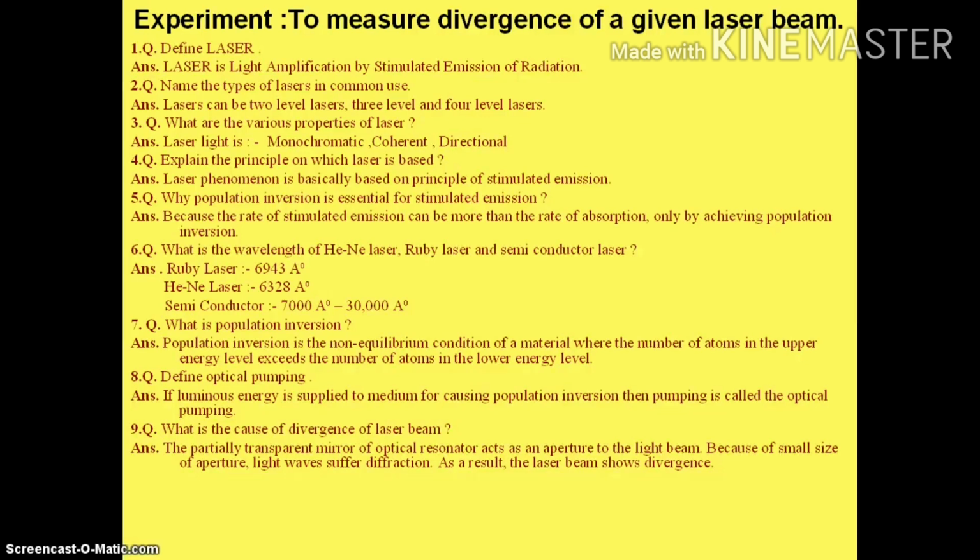So one is partially transparent mirror, which mirror is partially transparent, it acts as an aperture to the light beam. So because of small size of the aperture, light wave suffers diffraction. As a result, laser beam shows divergence in that case. So that is the cause of divergence.